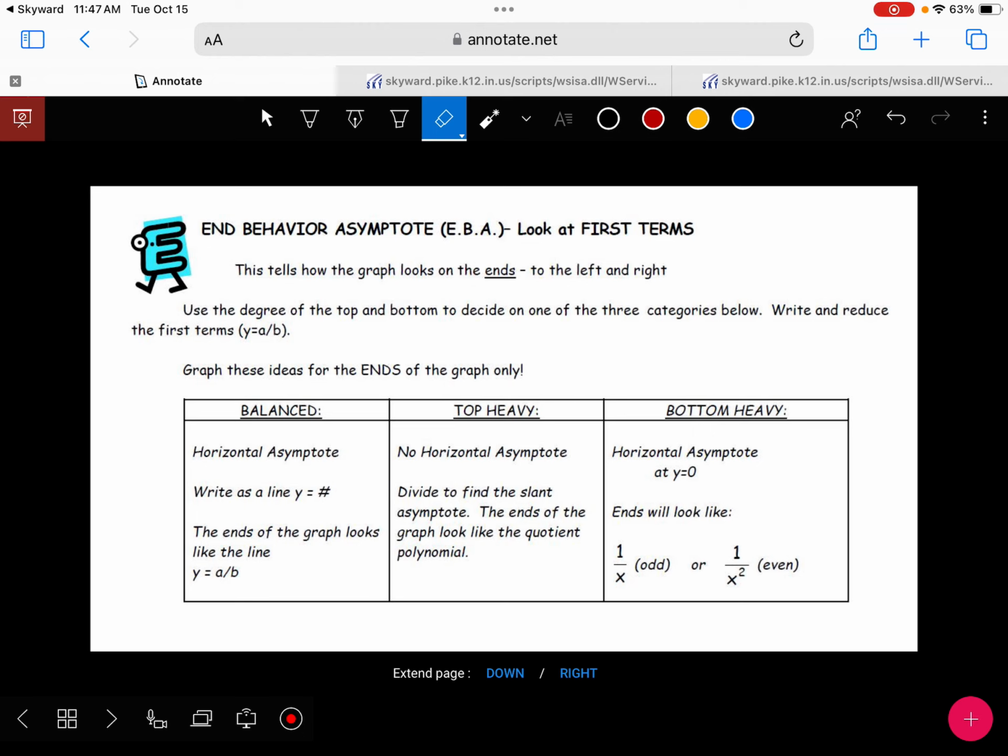All right, and we got a test Friday. So let's talk about this again. So we can all look at that yellow paper. I'm going to explain it again.